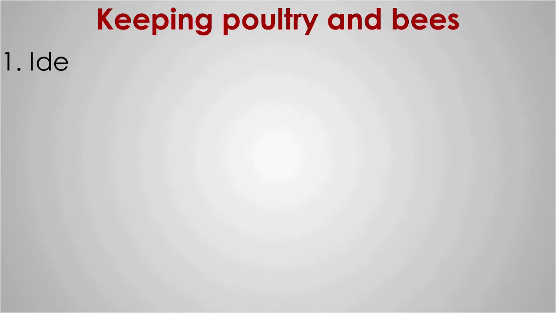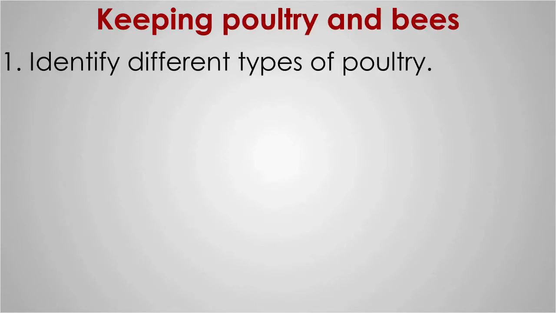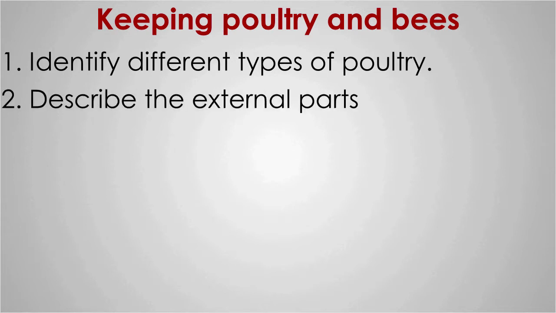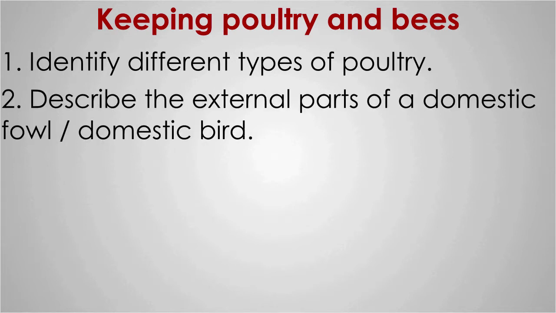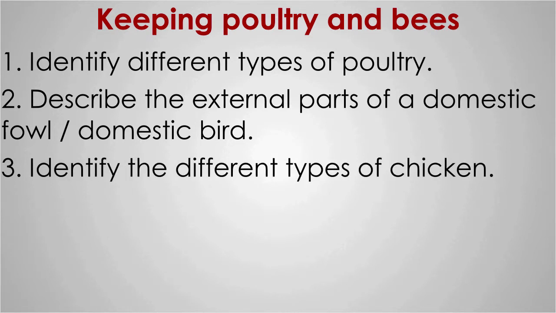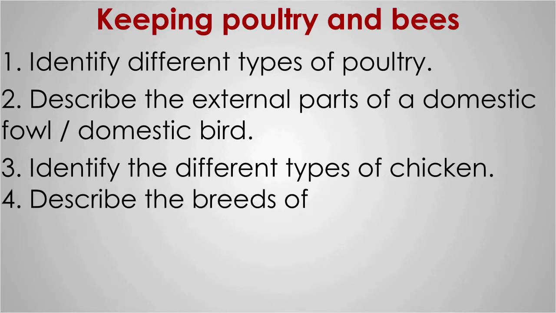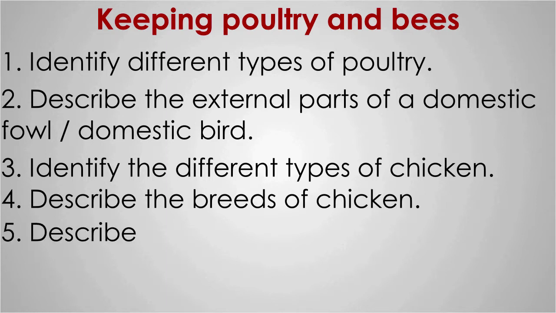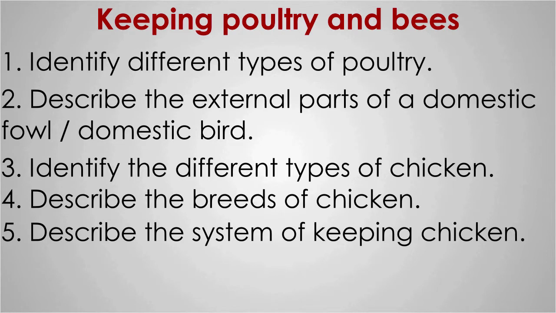Number 1. They are expected to identify different types of poultry. Number 2. To describe the external parts of a domestic fowl or domestic bird. Number 3. To identify the different types of chicken. Number 4. To describe the breeds of chicken. Number 5. To describe the system of keeping chicken.